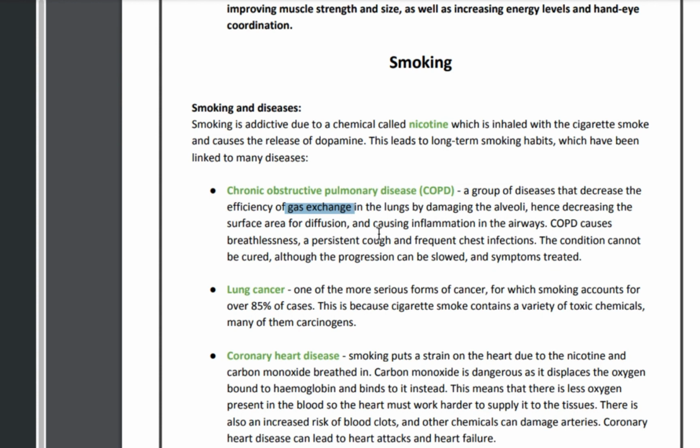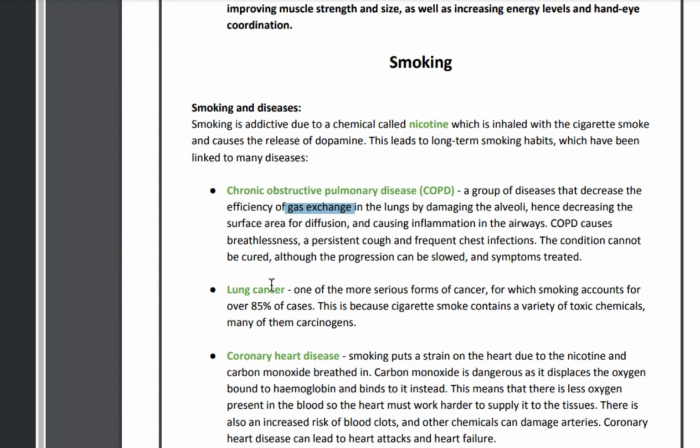And once that happens, when you take drugs and treat it, you can slow the progression but it cannot be cured. You're already living with a disease called COPD, chronic obstructive pulmonary disease.